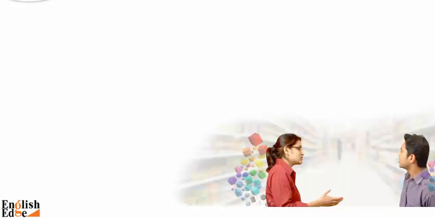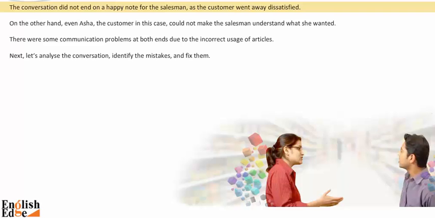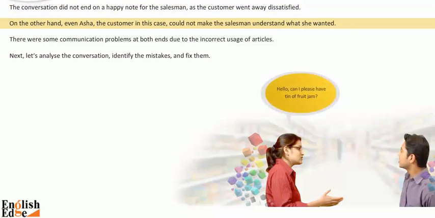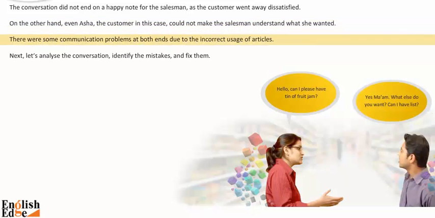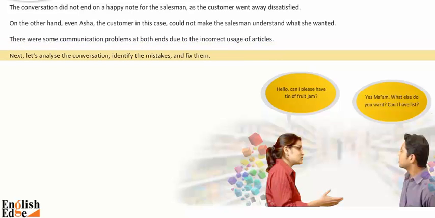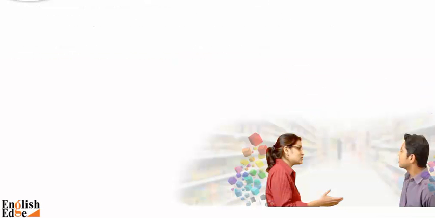Let's understand what went wrong between Asha and the salesman. The conversation did not end on a happy note for the salesman, as the customer went away dissatisfied. On the other hand, even Asha, the customer in this case, could not make the salesman understand what she wanted. There were some communication problems at both ends due to the incorrect usage of articles. Next, let's analyze the conversation, identify the mistakes, and fix them. Here are the errors made by Asha and the salesman during the conversation.